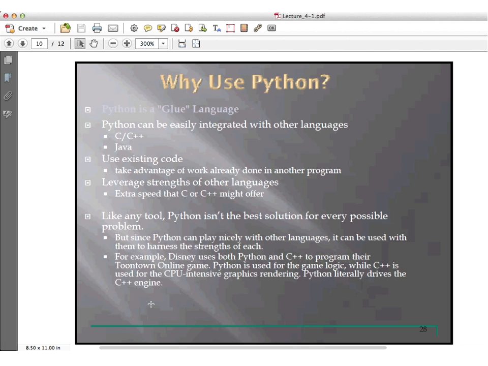So, for example, as they're mentioning, when Disney created Toontown Online, they used Python for the game logic and C++ for CPU-intensive things like graphics.